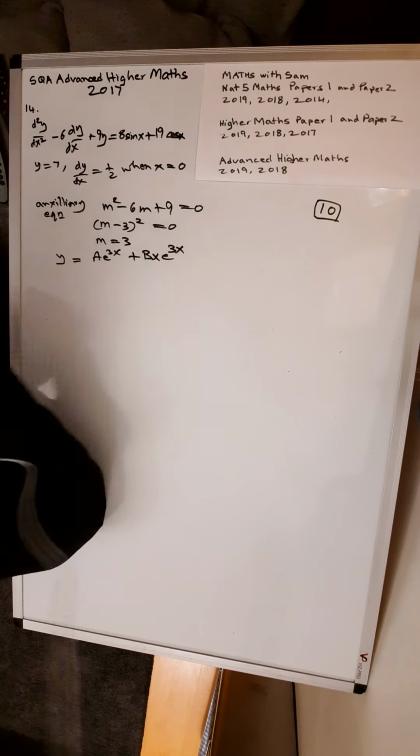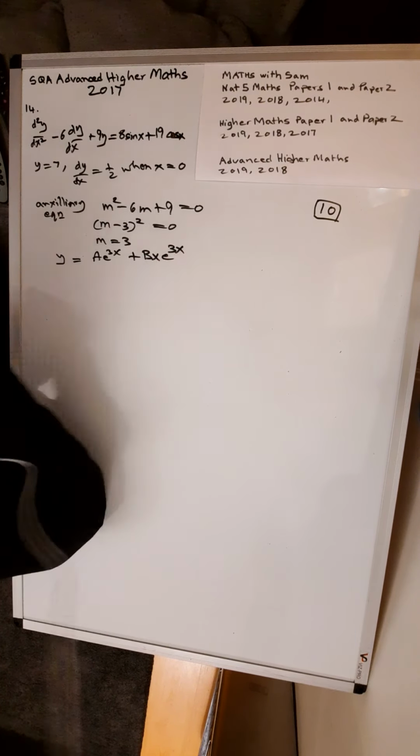This is a repeated root, and you need two solutions for this because you have a square, d squared y by dx squared. So this is what you've got. This is your complementary function yc. You need a particular integral, so y in this case is equal to c sin x plus d cos x.